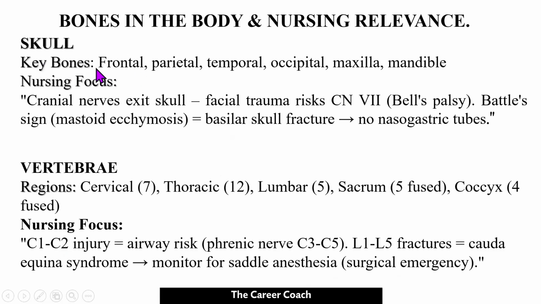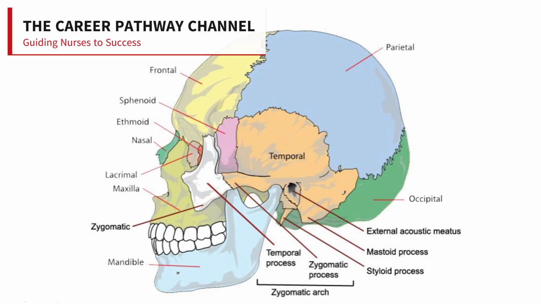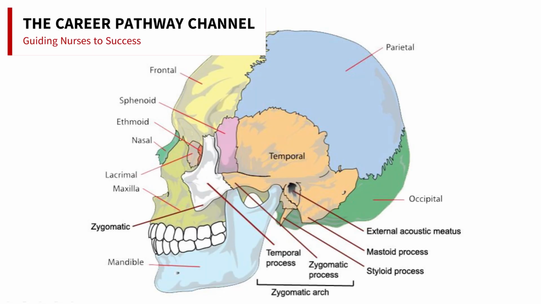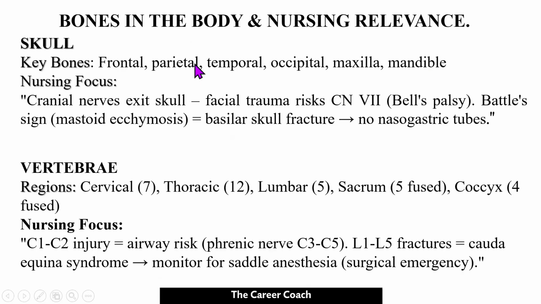In the skull, the key bones are the frontal bone, the parietal bone, the temporal bone, the occipital bone, the maxillary bone, and the mandible bone. Answer this question in the comment section: which of these bones is the only movable bone of the skull?